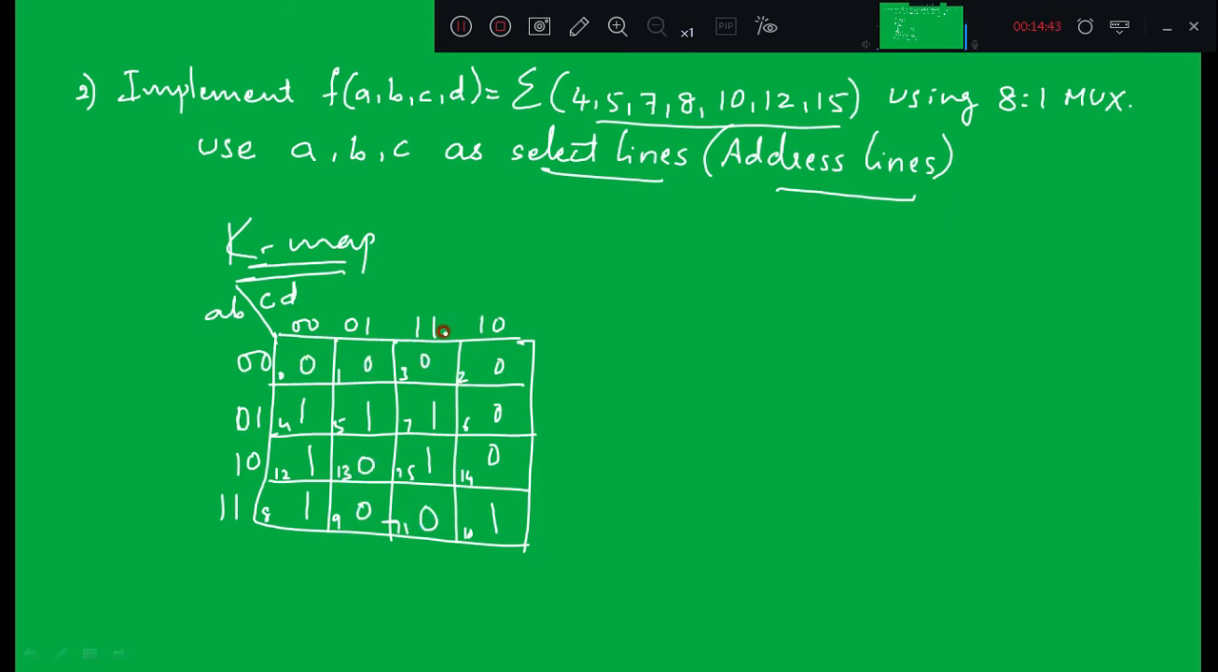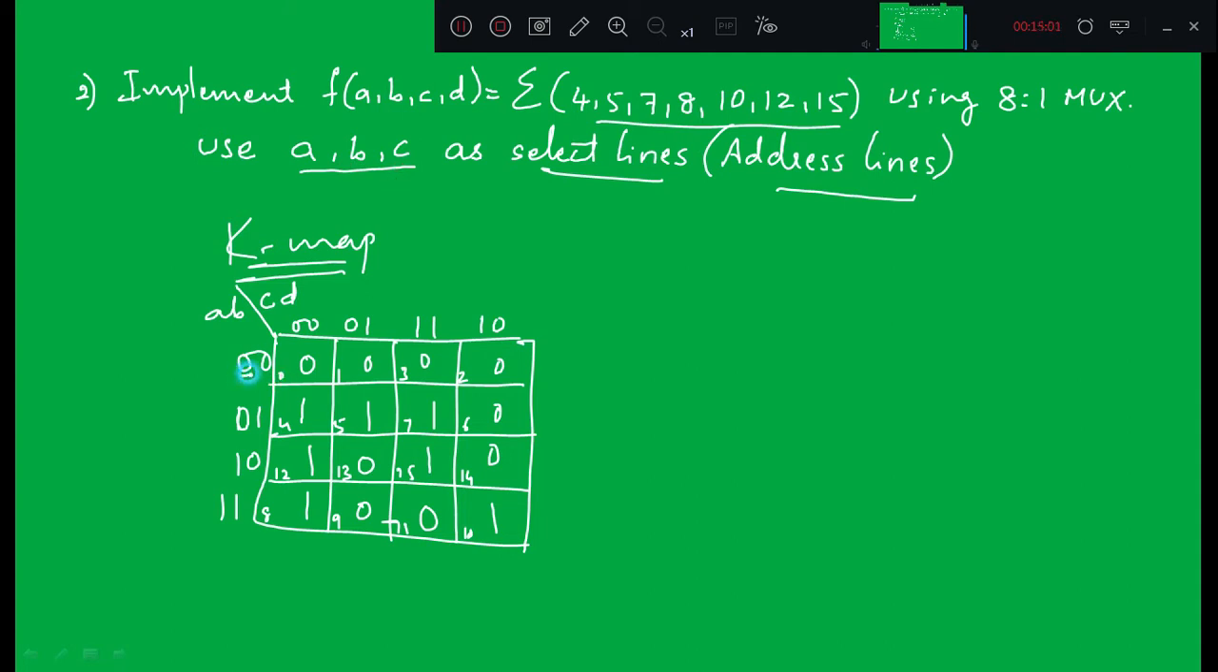So now you have to identify again. A, B, C are taken as select lines. Again we will have 8 combinations of A, B, C because these are 3, right? So now you have to identify where A, B, C is equal to 0, right? And which cells you need to group.